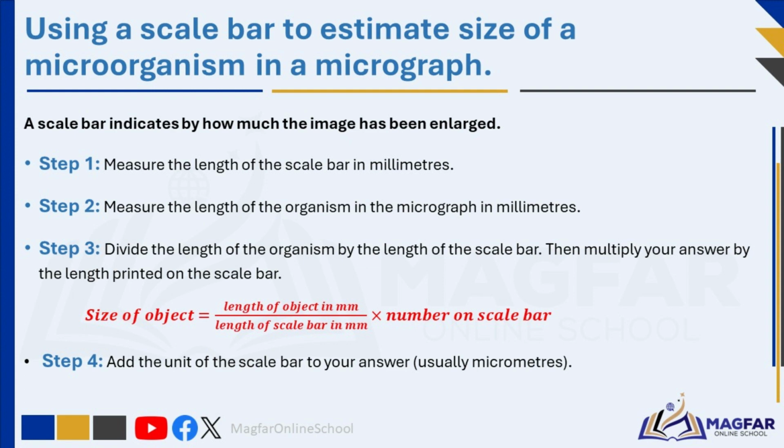To get the actual length of an organism from a micrograph, we can follow these steps. Step 1. Measure the length of the scale bar. Step 2. Measure the length of the organism in the micrograph. Step 3. Divide the length of the organism by the length of the scale bar. Make sure you divide millimeters with millimeters only. After this, multiply your answer by the length printed on the scale bar. Step 4. Add the unit of the scale bar to your answer. The units on the scale bar are usually in micrometers.